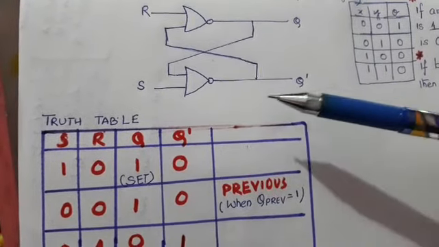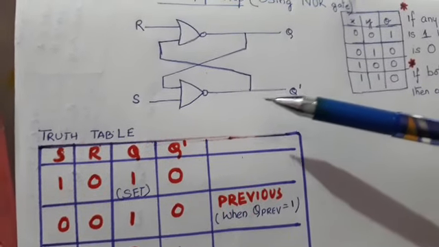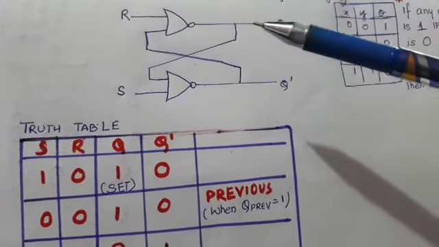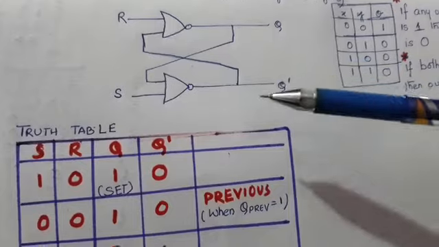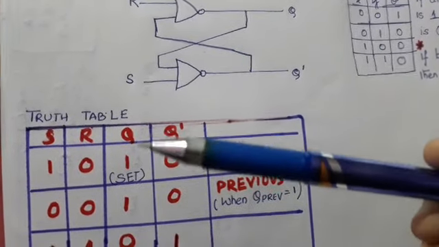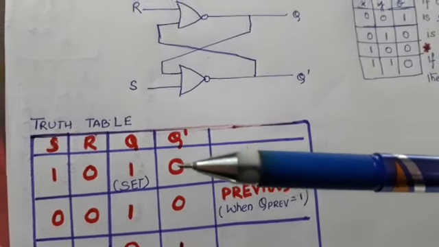You can check also: if Q prime is 0, and R is 0, then 0 0 gives 1, as we know from the first row. So that way you can check, or you can simply write that if Q prime is 0, very straight away Q will be 1. And because it is becoming 1, we call it set. I told you, set and reset. So this is how we get the first row of the truth table.